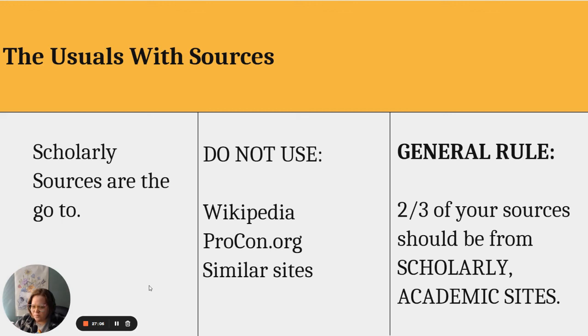And the general rule for sources, when you're writing, 2/3 of your sources should be from scholarly academic sites. So if you have to have 6 sources, 2/3 of that should be from ProQuest, EBSCO, Google Scholar. How many is 2/3? Gotta do math in my head now. Half is 3, 2/3 is a little 4 out of 6. Here we go. Sorry, guys. So if you have to have 6 sources, 4 of them should be from scholarly academic sites.